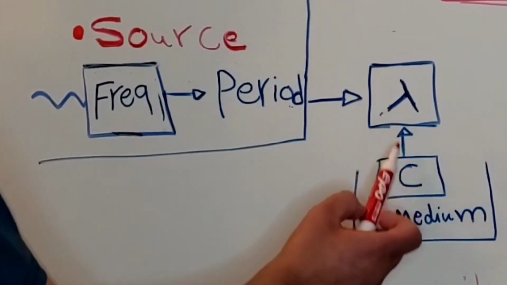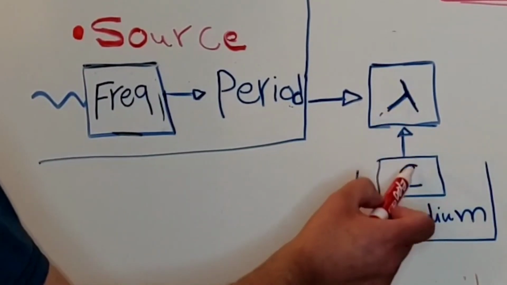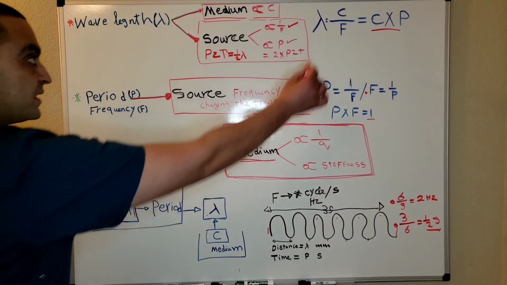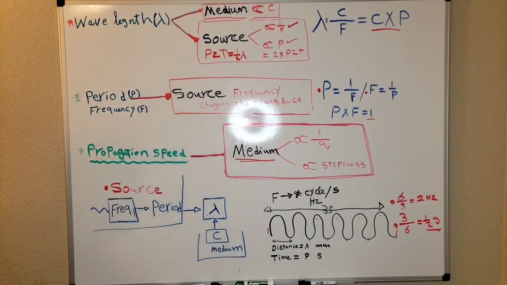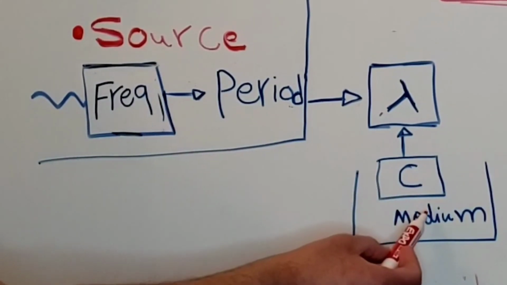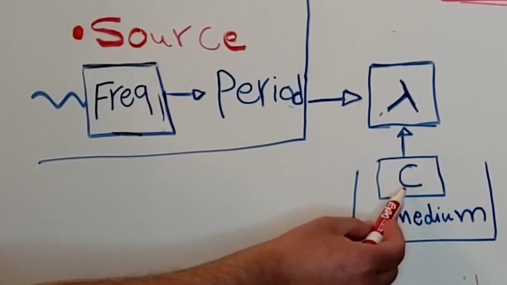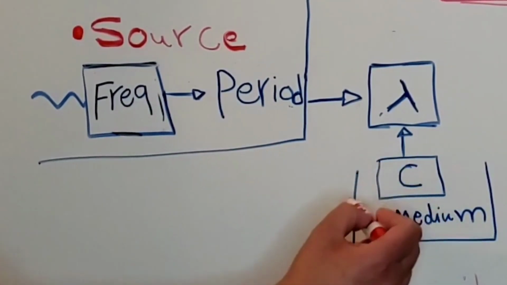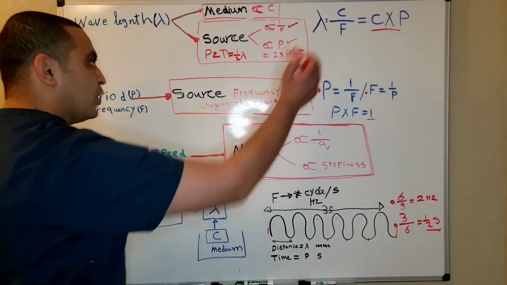It depends on the source because it depends on the period and the frequency from this equation. And it depends on the medium because it also depends on the propagation speed from the same equation.